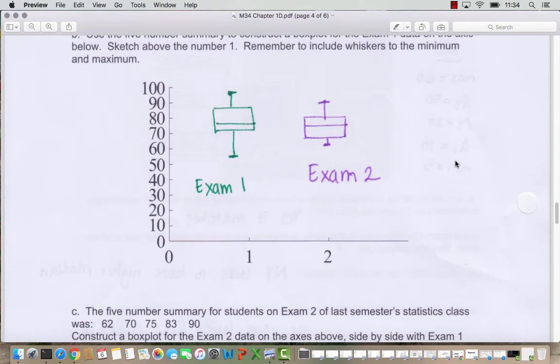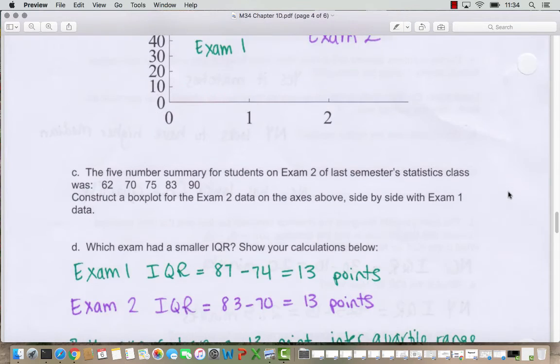So side by side, we can see exam 2 overall had less spread. The scores were more compressed. Exam 1 had a bigger spread. It looks like exam 1's max goes higher than exam 2's max.